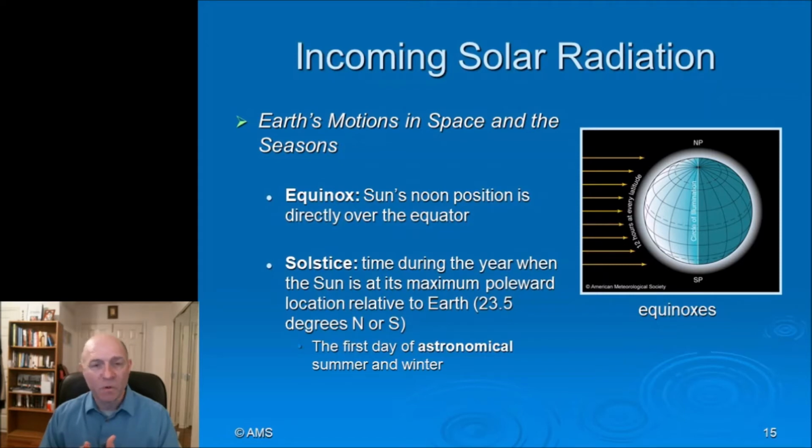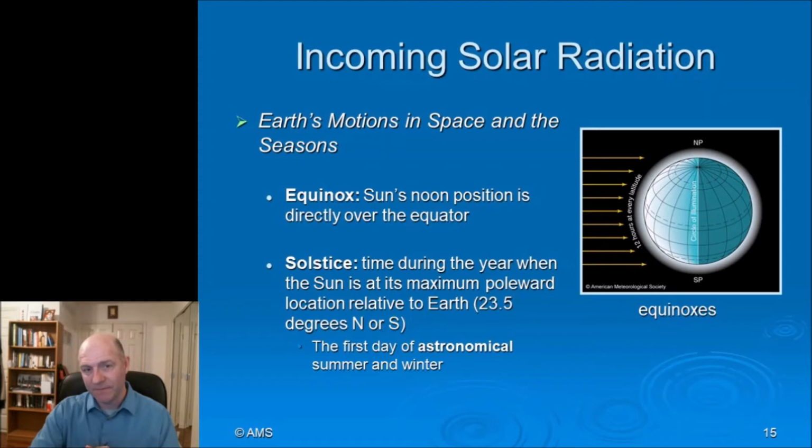So for the summer solstice for us in the northern hemisphere, the sun is, apparently from our vantage point, directly over top of the Tropic of Cancer. The reverse is true for the winter solstice in December, where the sun is directly over the Tropic of Capricorn in the southern hemisphere, 23.5 degrees south latitude.